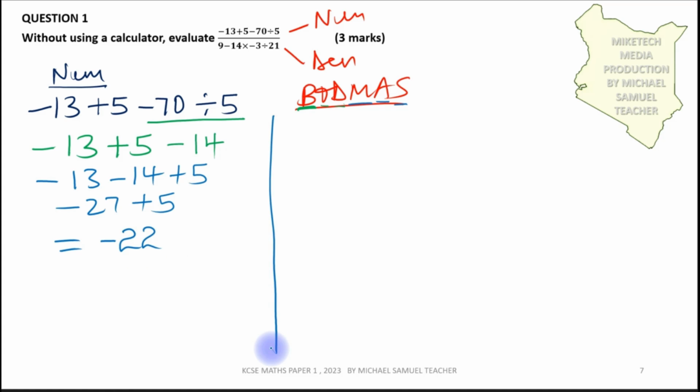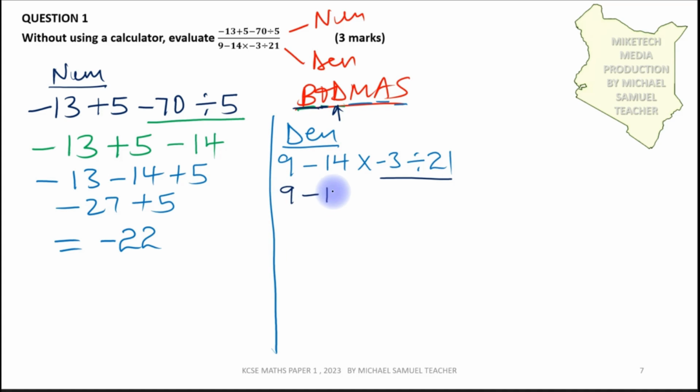Then we look at the denominator part. For the denominator part, we have 9 minus 14 times minus 3 divided by 21. We do the same way. There is no bracket, there is no of, there is division. So we are going to deal with the division operation first. So 9 minus 14, then times minus 3 divided by 21, so that will be minus 1 over 7.